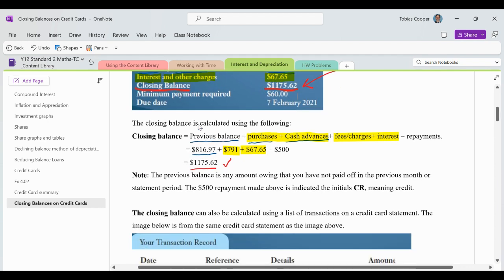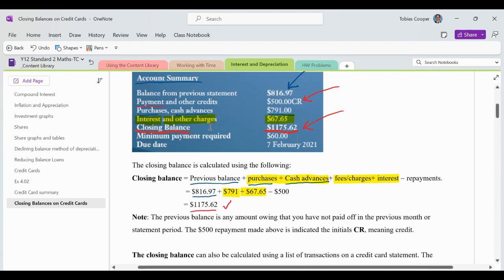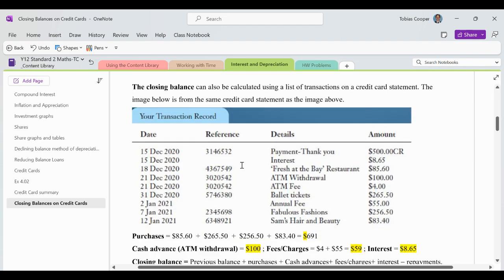Okay. Now, we can also calculate the closing balance by looking at the list of transactions on the credit card statement. This list of transactions actually comes from the same statement as this image up here. And we're going to use the same formula to calculate the amount owing. So let's have a look at purchases first. Purchases will be $85.60 here. Yep, so that's just the $85.60.